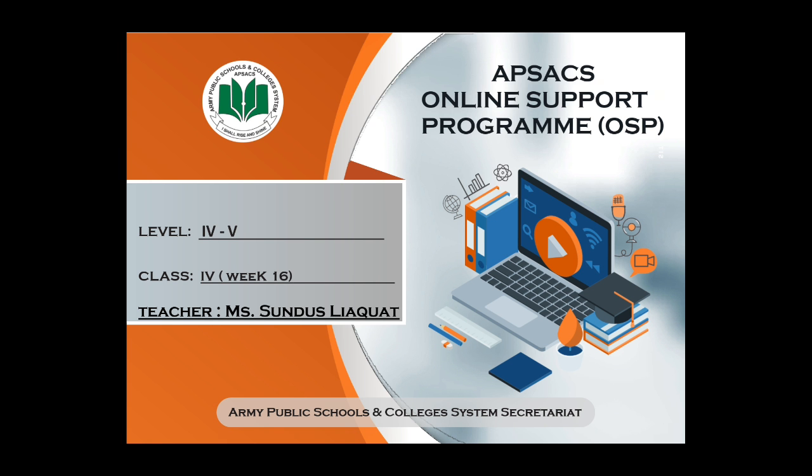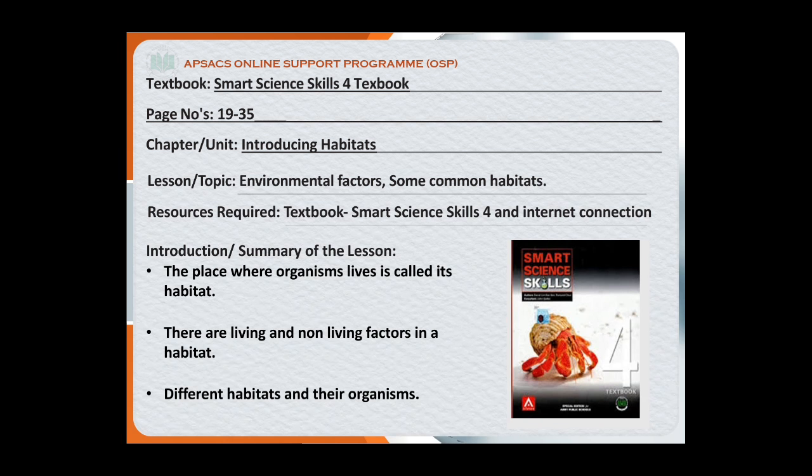This is AppSec's online support program OSP round 3. I am your science teacher for class 4. This is your revision topic that we have already studied in OSP round 1. Textbook Smart Science Skills 4, page numbers 19 and 35. Chapter: Introducing Habitats, lesson A, topic: environmental factors and some common habitats. Resources required: textbook Smart Science Skills 4 and internet connection.